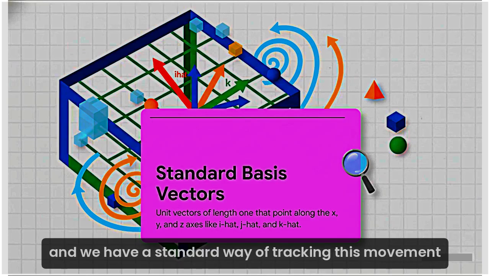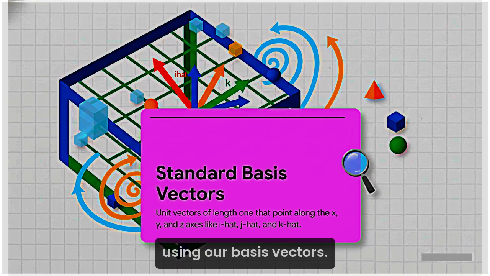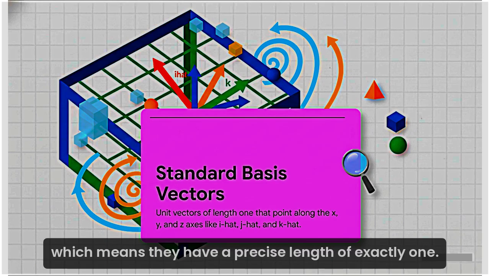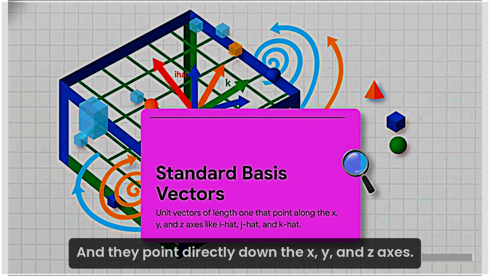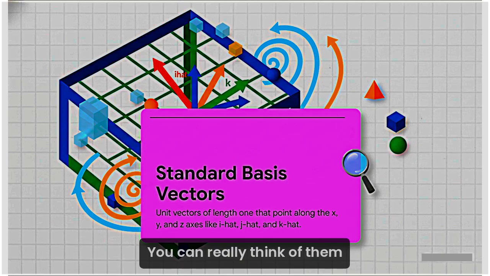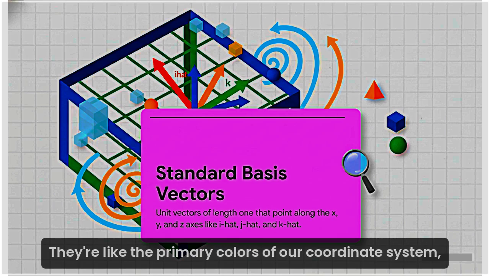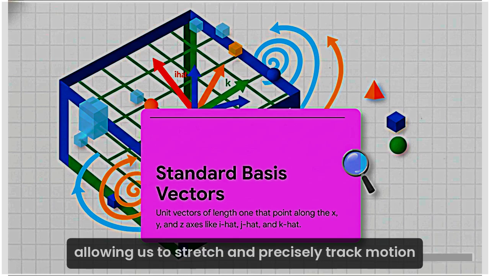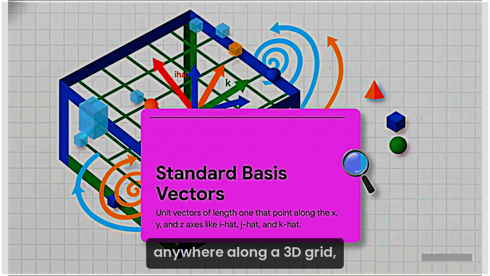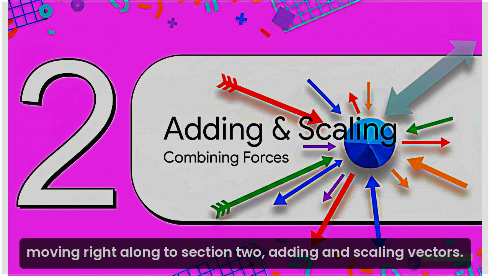And we have a standard way of tracking this movement using our basis vectors, i hat, j hat, and k hat. Now these are unit vectors, which means they have a precise length of exactly 1, and they point directly down the x, y, and z axes. You can really think of them as our fundamental building blocks. They're like the primary colors of our coordinate system, allowing us to stretch and precisely track motion anywhere along a 3D grid.